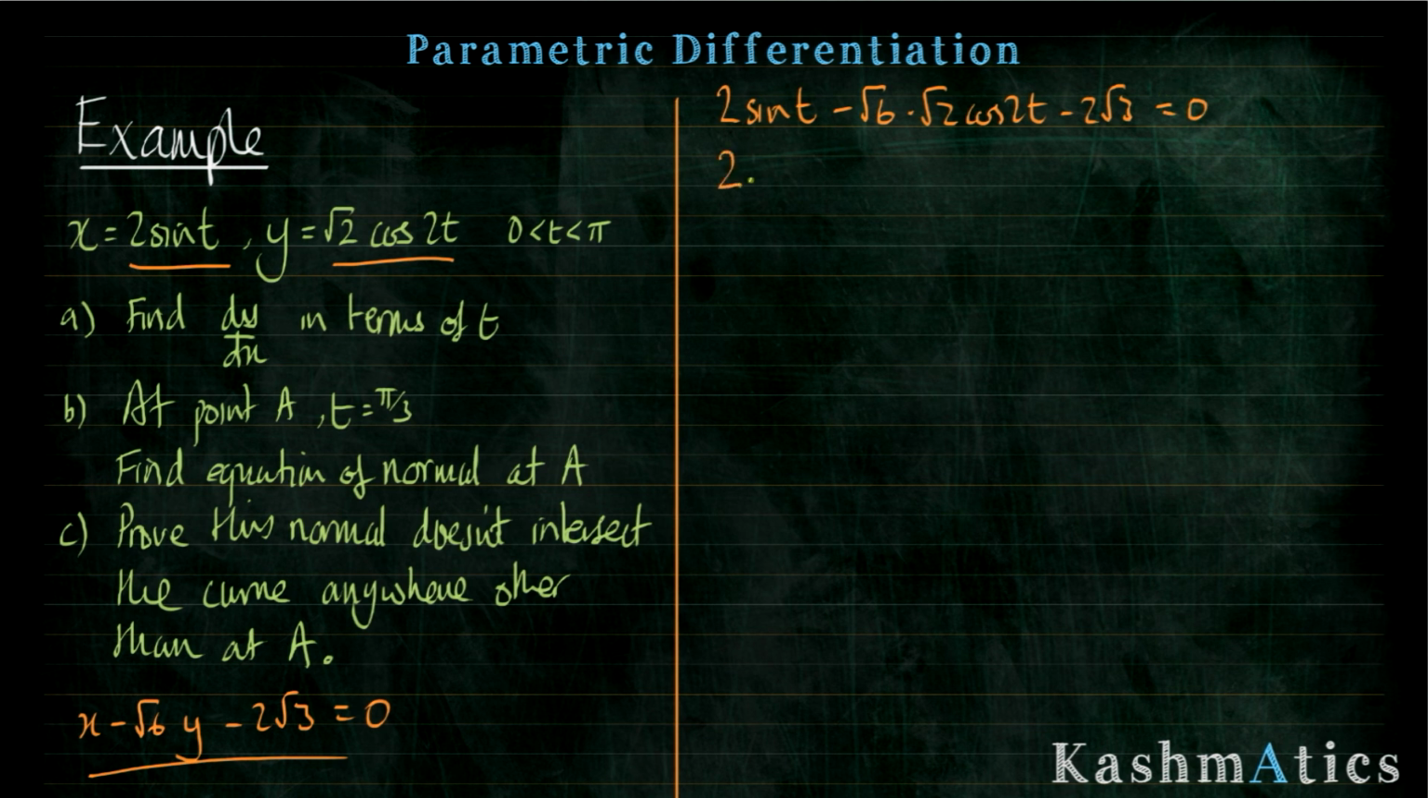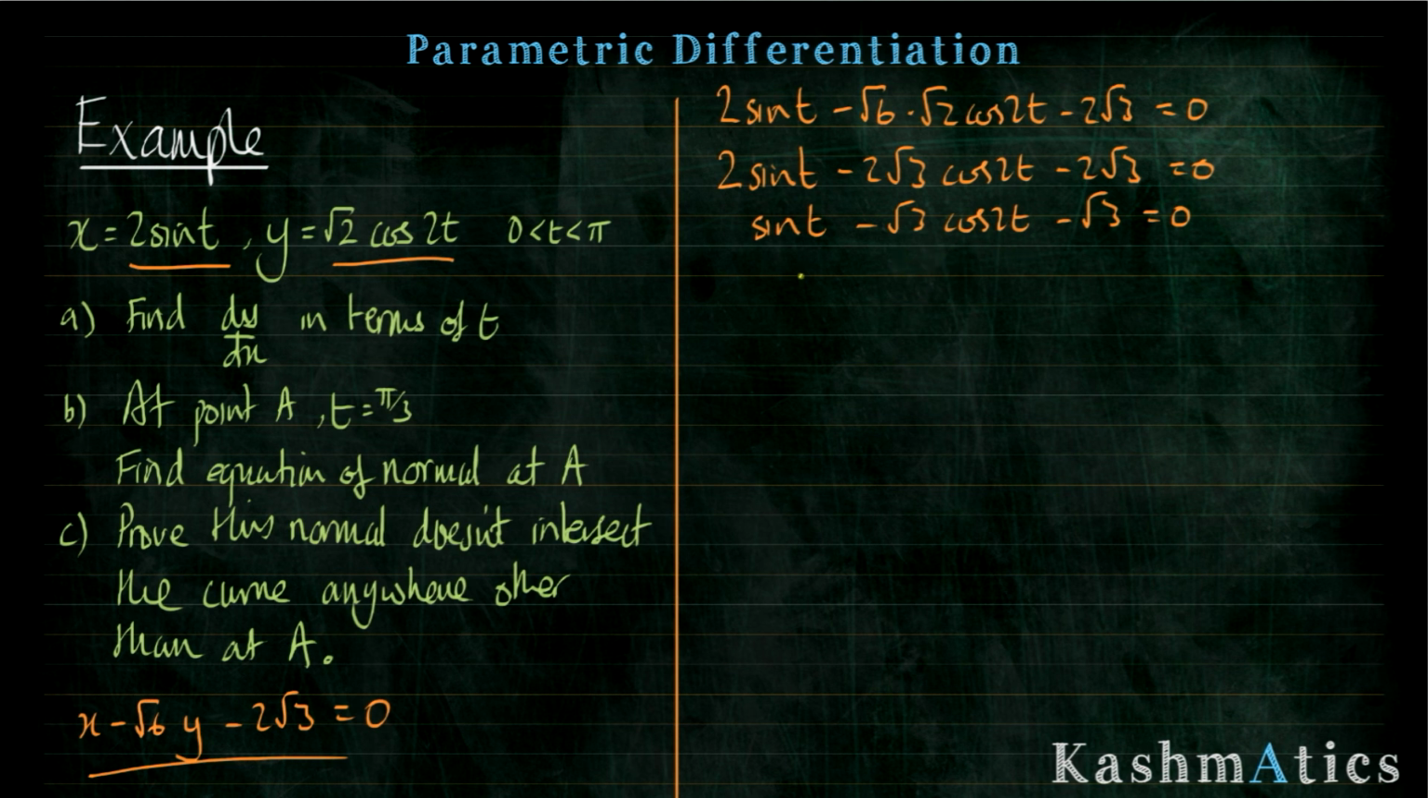Now this is going to be 2 sine t take away root 12, which is 2 root 3, cos 2t take away 2 root 3 equals 0. So let's divide everything by 2 to give myself sine t take away root 3 cos 2t take away root 3 equals 0. And you need to know your trig identities to help solve this.